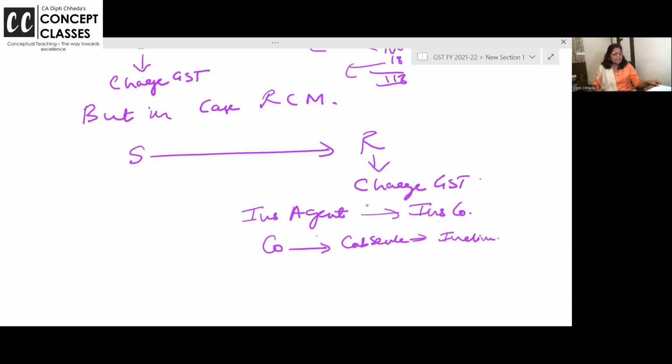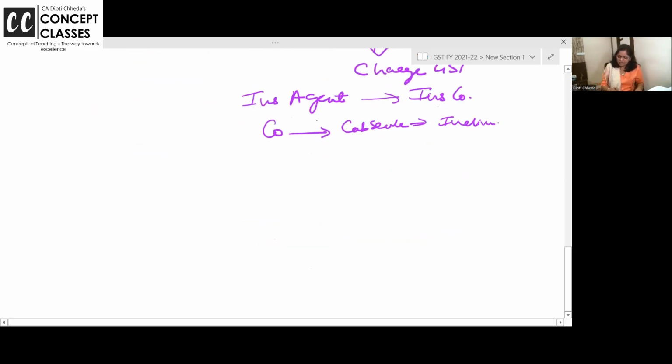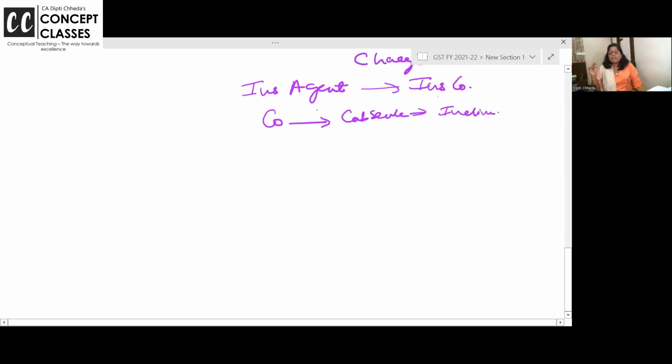I think major terms I have introduced. Yes, one more thing. Every person who's having turnover of 20 lakhs and all should get registered under the GST. Yes, registration का पूरा chapter है. But in India, GST registration is PAN based. Listen to this example. In India, GST registration is PAN based.